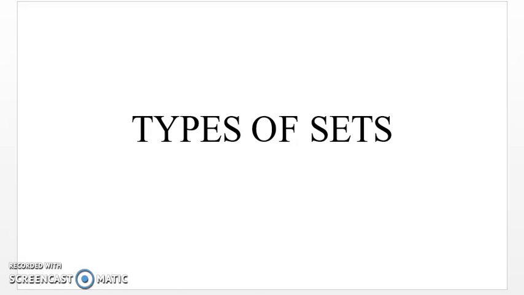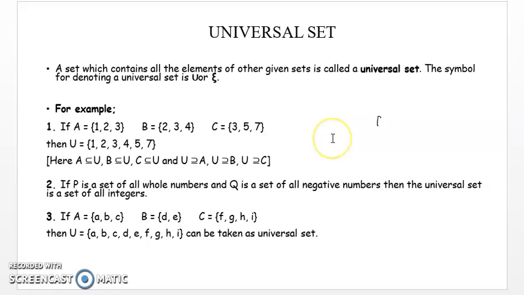Now let's move on to the types of set. The first set which we are going to talk about is the universal set. What is a universal set? A set which contains all the elements of other given sets is known as a universal set. And the usual symbol for a universal set is either U or curly E.